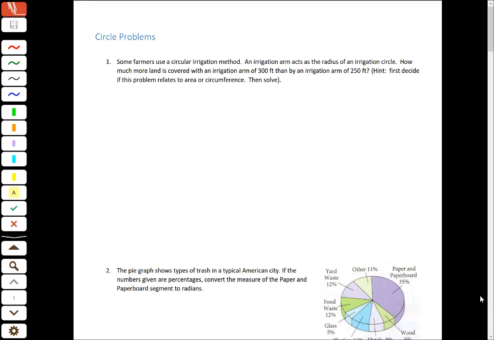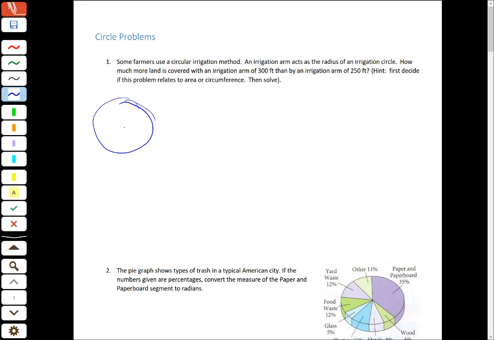Okay, so I just want to do maybe a couple of these or give some guidance. I always find students have a little bit of trouble with these circle problems. So the first one says, some farmers use a circular irrigation method, right? An irrigation arm acts as the radius of a circle, so you have kind of a circle of crops.